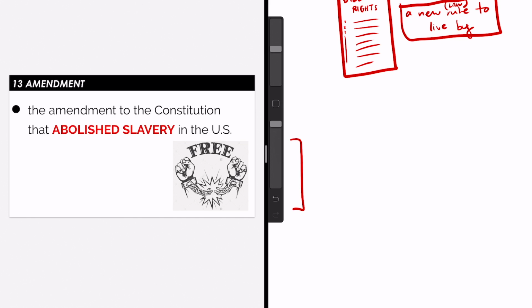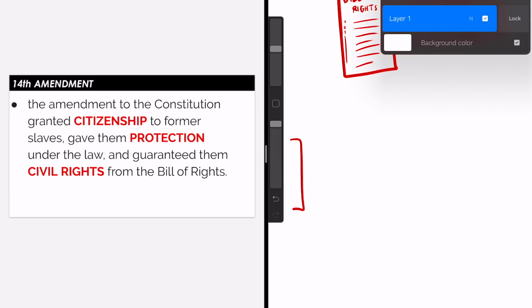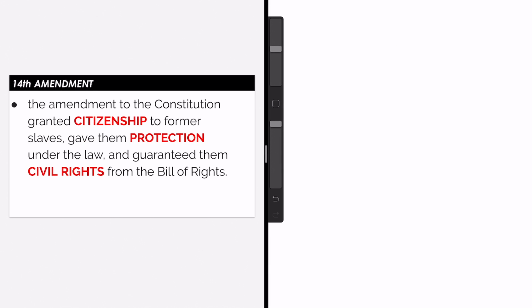All right, let's move on to the next word. Boom. So the next one is the 14th Amendment, the amendment to the Constitution that granted citizenship to former slaves, gave them protection under law, and guaranteed them civil rights from the Bill of Rights. All right, so there's a lot to unpack here. First, this amendment defined citizenship. So it defined what it means to be an American citizen.